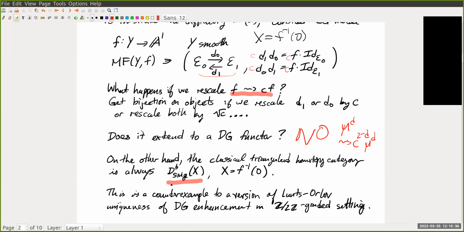Can I ask one, please? Yes, please. So the question was, the identity functor is not a DG functor, but is it not possible that you can find some other kind of functors?